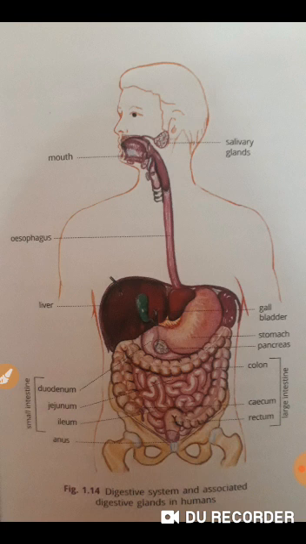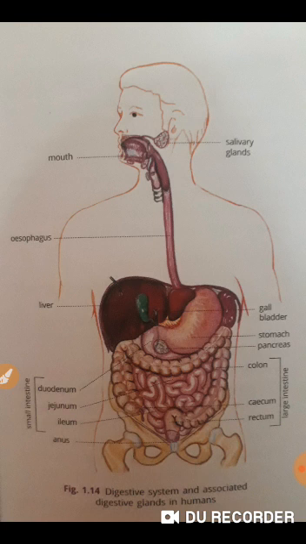The waste which goes to the rectum is almost solid. It's known as feces. They are stored in rectum for some time, and after that there is anus. The defecation, that is feces, are passed out of the body through anus. That's all about human digestive system.